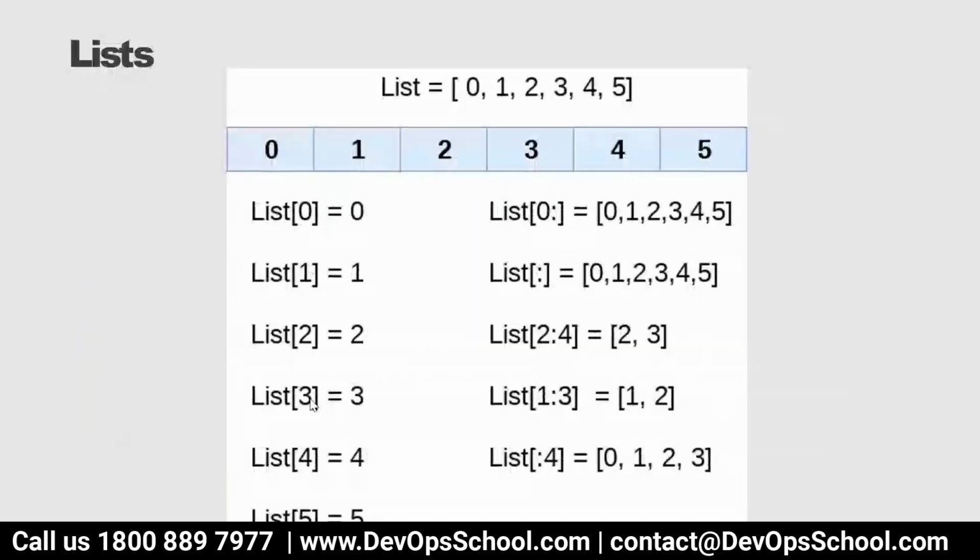Look at this here. This is the list, which has content elements 0, 1, 2, 3, 4, 5. But we call it index also. So the first element has index 0, then index 1, just like that. So a list always starts with index 0.